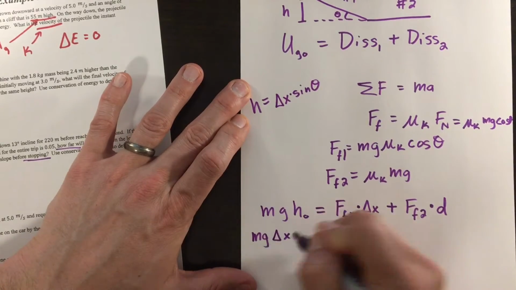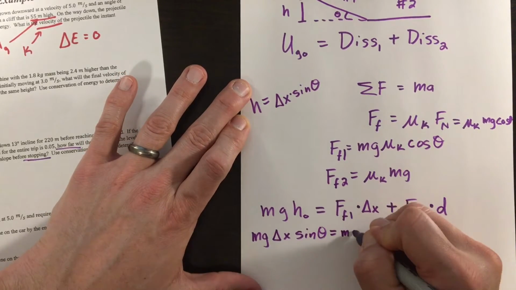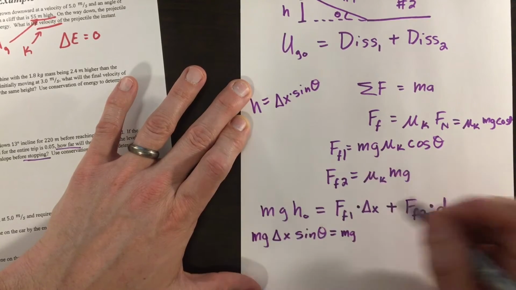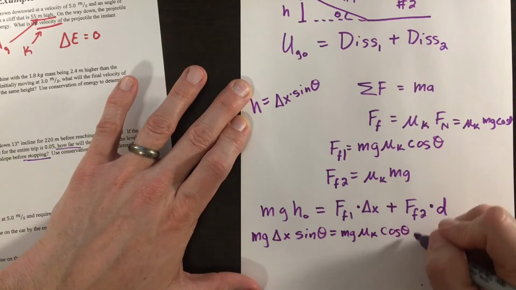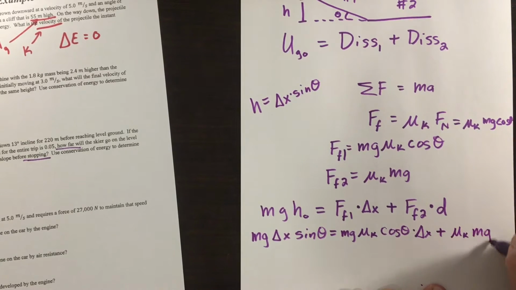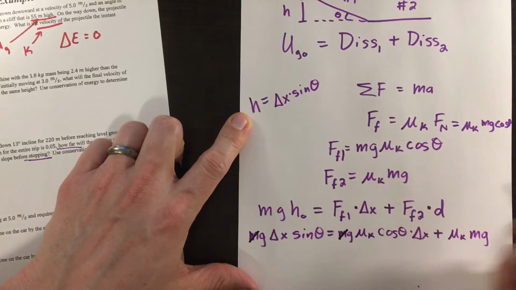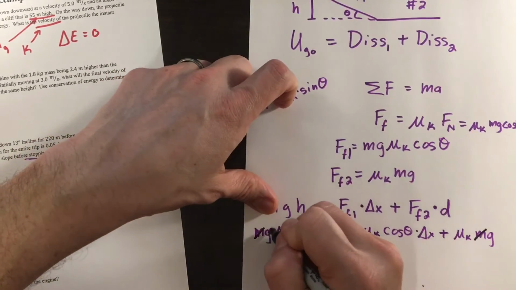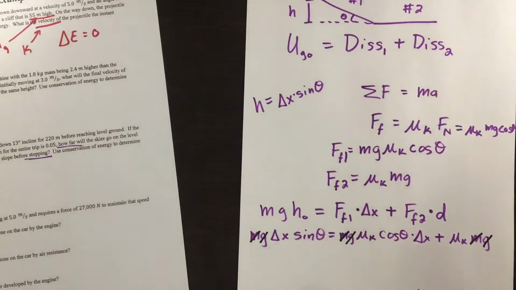So delta x sine of theta is going to be equal to the force of friction, which is mass times gravity times mu k cosine of theta times delta x, plus this portion right here, which is just mu k mass times gravity. Going through this, you can see that some of it is going to cancel. Mass is in every single term, so that cancels out. The acceleration due to gravity is in every single term, so that cancels out too.